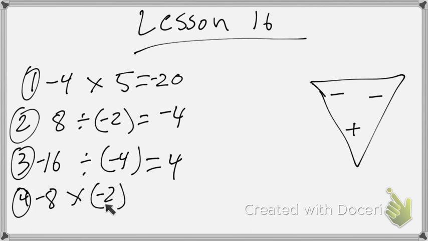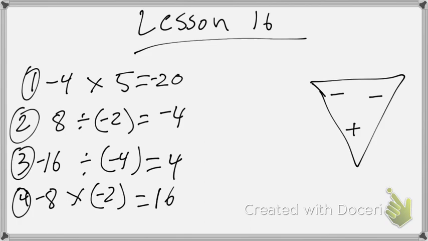Same thing with the last one. Negative 8 times negative 2. They're both negative. Cover up both negatives. Your answer should be positive, because that's the thing that's left in the triangle. So hopefully you guys remember the rule also. If you're multiplying or dividing 2 numbers of the same sign, either both positive or both negative, the answer is going to be positive no matter what. I know that one's tricky. So keep this information in mind.